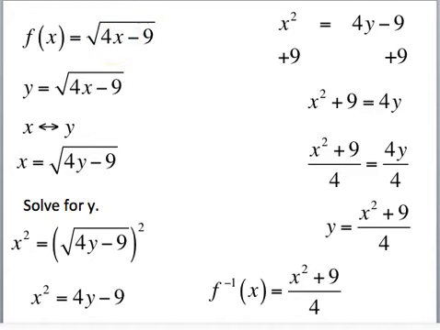The original would pass the horizontal line test. Again, it's a square root function. This frankly doesn't, but it's not terribly important to be concerned with that because this function will have an inverse because its graph is appropriate.